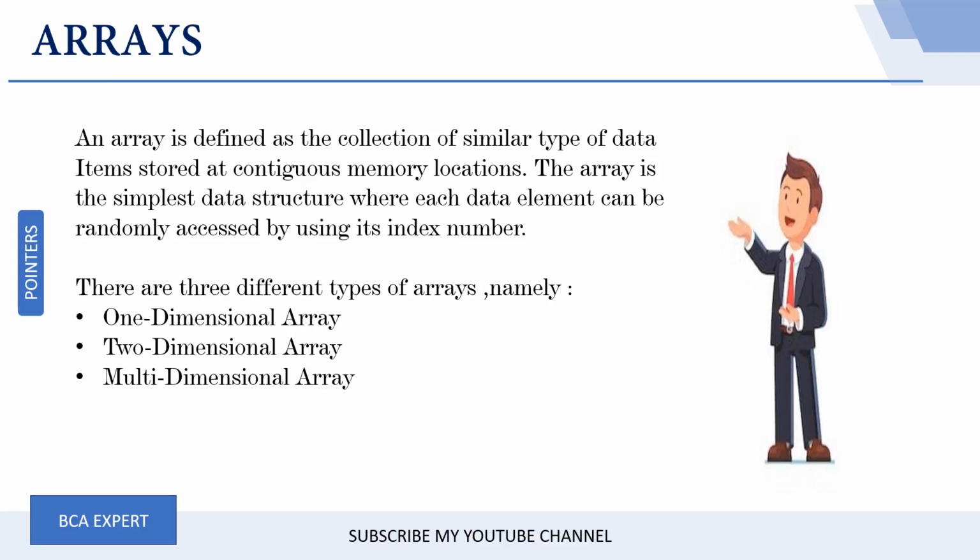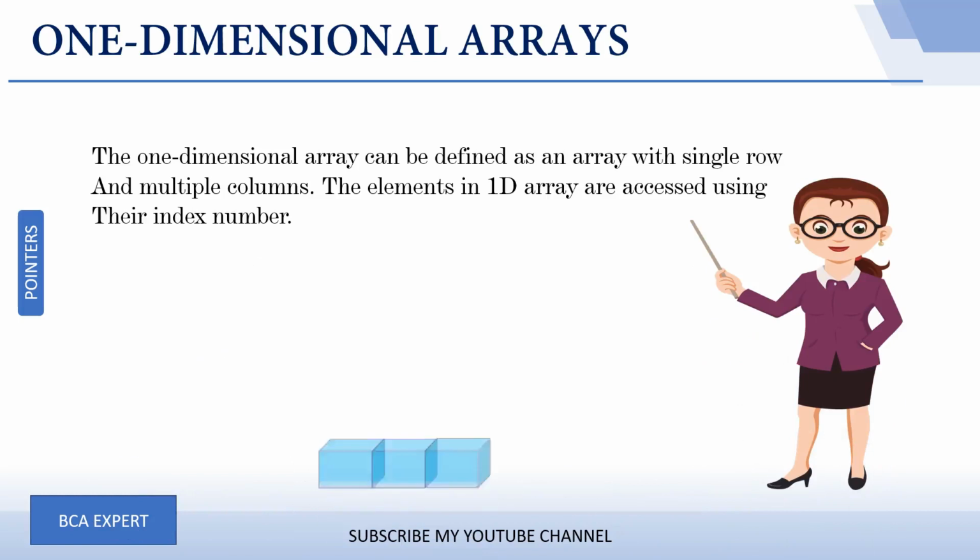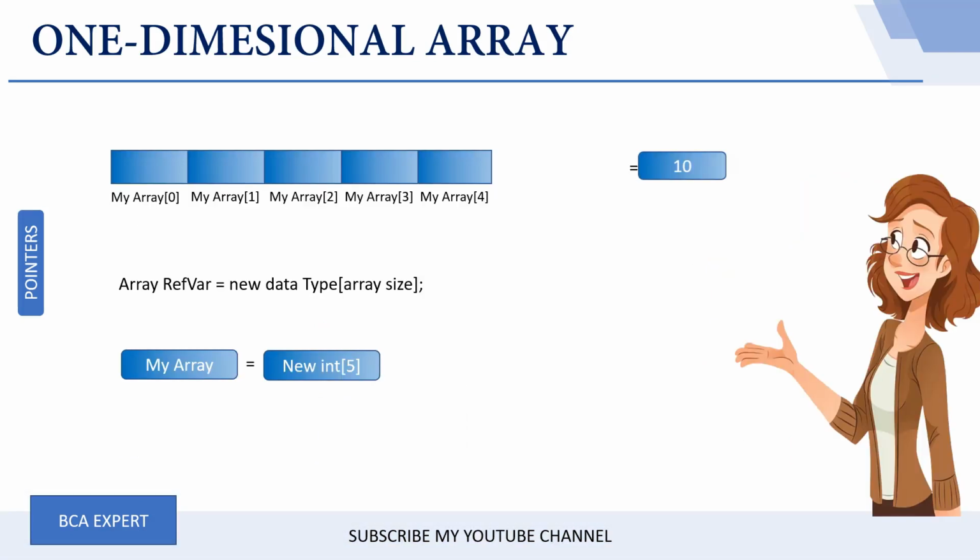Firstly, let us understand the one-dimensional array. A one-dimensional array can be defined as an array with a single row and multiple columns. The elements in a one-dimensional array can be accessed using the index numbers. Now, here we'll be understanding what the index number is, what continuous memory is and what a one-dimensional array is through this example. So, this is how a basic one-dimensional array looks like.